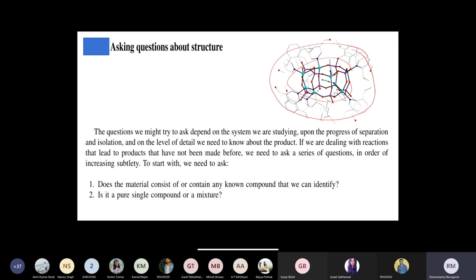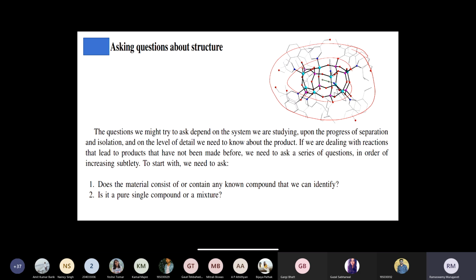So the questions one would ask depend on what we are studying, and also upon the progress of the separation and isolation, and the level of detail that you want to know. Suppose you are dealing with reactions that lead to products that have not been made before, we need to ask a series of questions, in fact serious questions, in order to really characterize them. As I said, this series of questions will of course increase with complexity or subtlety.